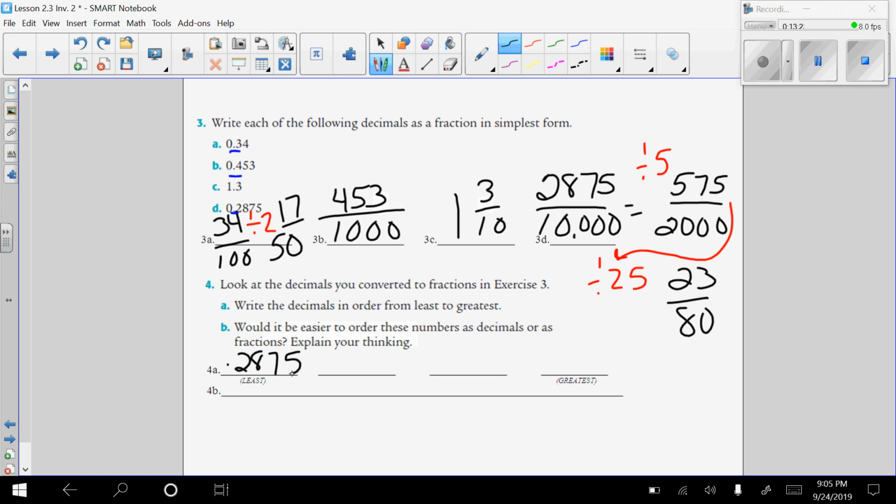Then I look at the next one, which is smaller, 0.3 or 0.4. Well, 0.3 is, so 0.34 or 34 hundredths would be the next smallest. Then I continue on. I have 453 thousandths, and then I have 1 3/10. That is how you would be able to line them up and keep them in order.